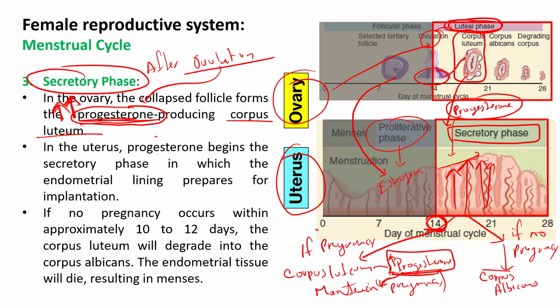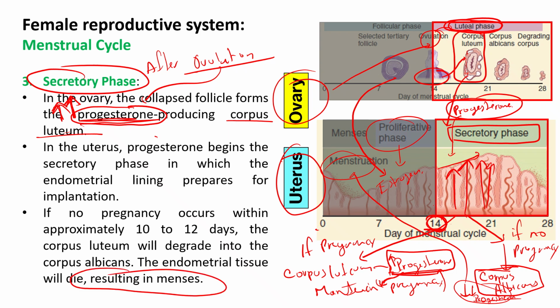Okay, albicans. So this corpus luteum, which is the one that produces progesterone, if there's no pregnancy, will become corpus albicans, and the corpus albicans, because it's degrading, starts producing less and less progesterone. And we know that low progesterone is what triggers menses, as we mentioned at the beginning. So this decrease in progesterone is the one that triggers menses, and the cycle repeats.